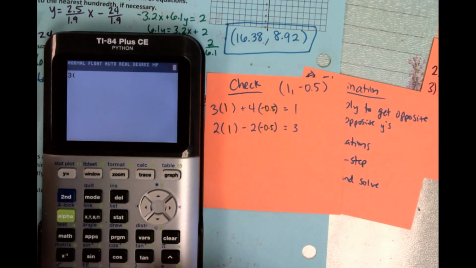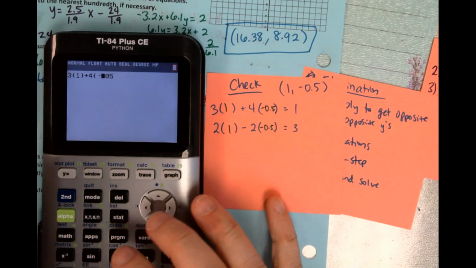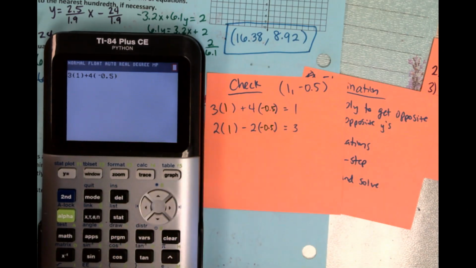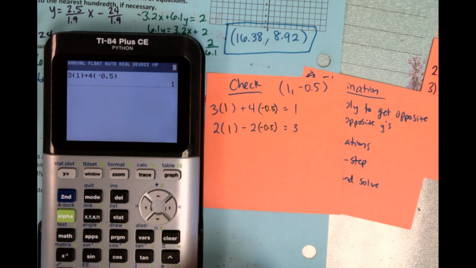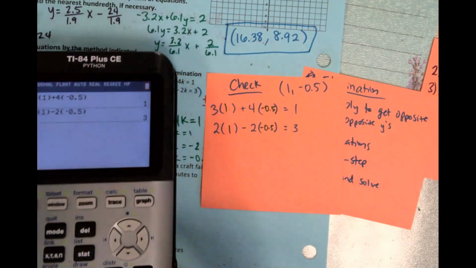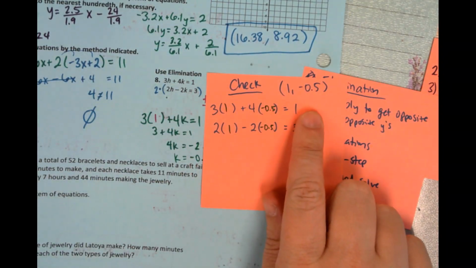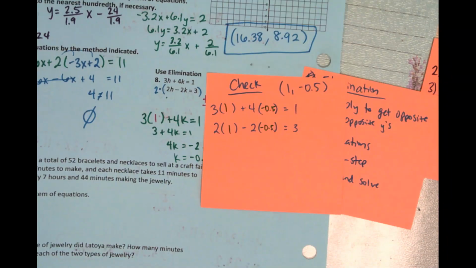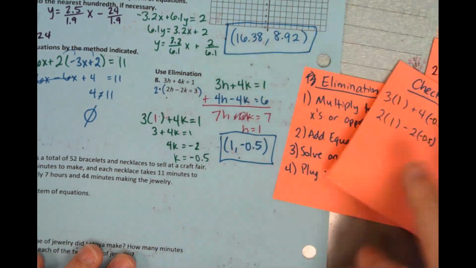3 times 1 plus 4 times negative 0.5, not 0.05, 0.5, equals 1. 2 times 1 minus 2 times negative 0.5 does equal 3. So I got the 1 and the 3 that I should, which means my solution of 1, negative 0.5 is correct. So that is the right answer.